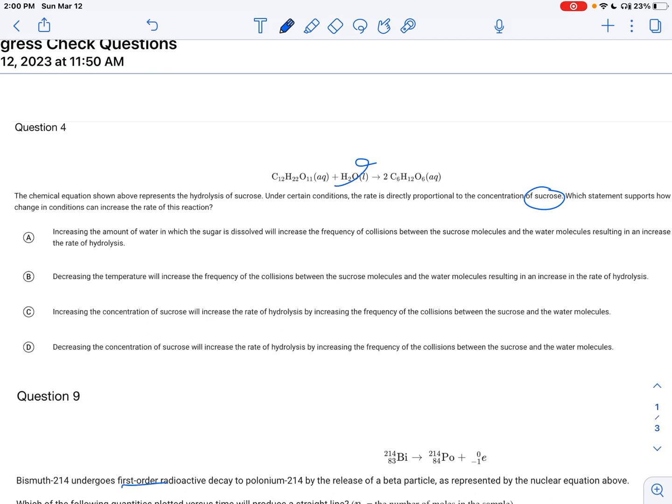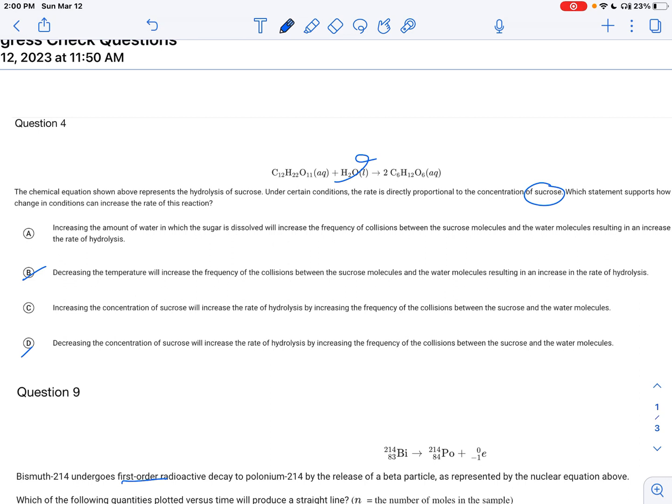You also notice that you can get rid of B and D right away. B says decreasing the temperature will increase the frequency of collisions. You know that doesn't make any sense. Decreasing the temperature decreases collisions. D says decreasing the concentration of sucrose will increase the rate of hydrolysis by increasing the collisions. That makes no sense. So it's got to be either A or C.